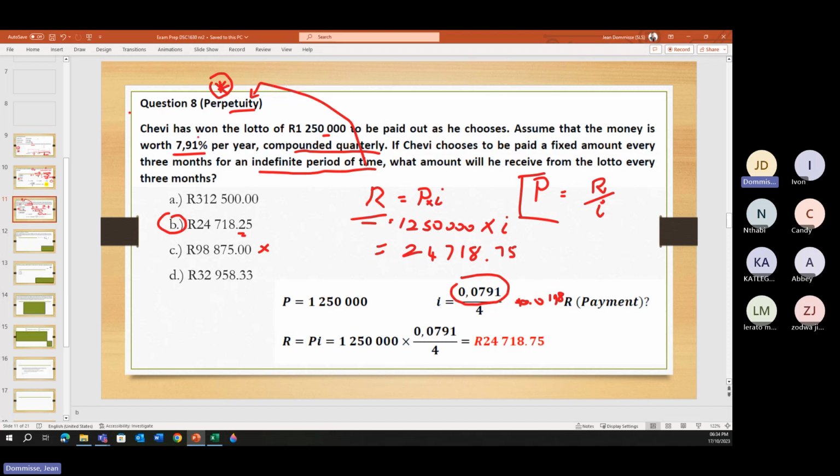Okay, so that was a question on perpetuities. Again, perpetuities will be in it, so you will get a question around perpetuities. Normally we will get the monthly or quarterly payment and the interest to get to the P. So again, just see how they have swapped it around in this instance.